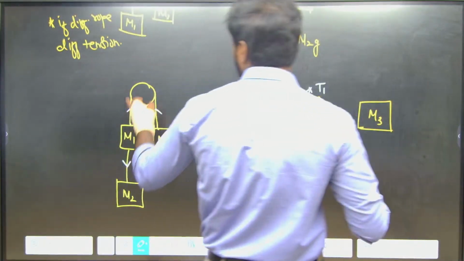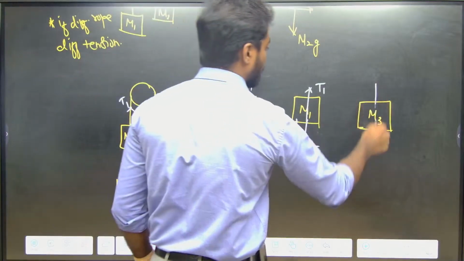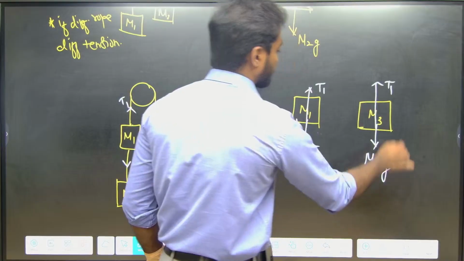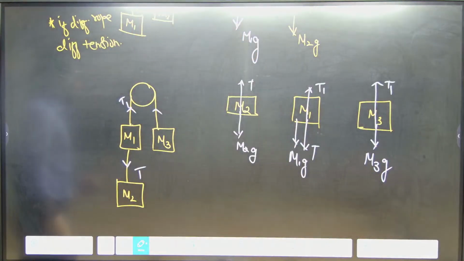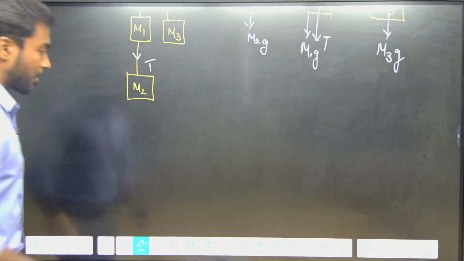What rope am I using? T1. If this is T, this is T1 I am considering, so I should talk about the T1 rope and the weight is M3G. Okay sir, I will give one more example, you guys try it.